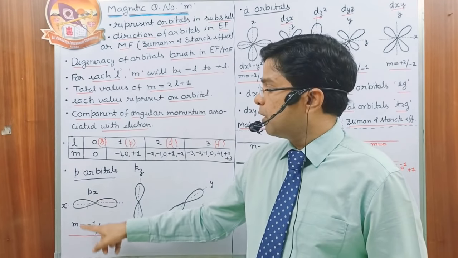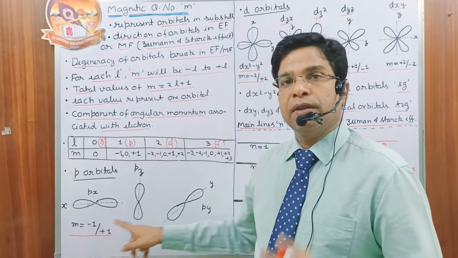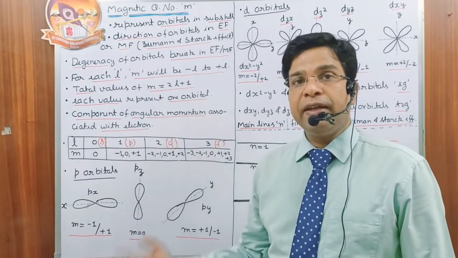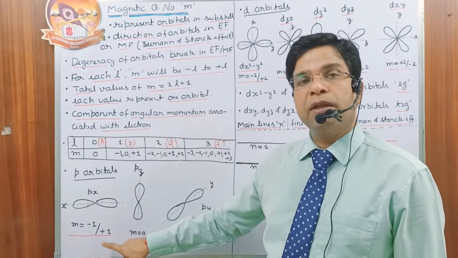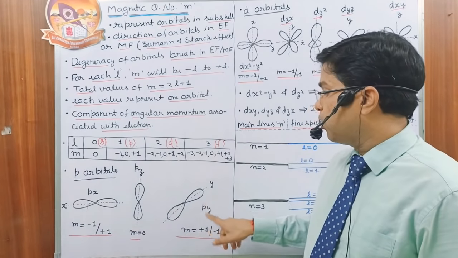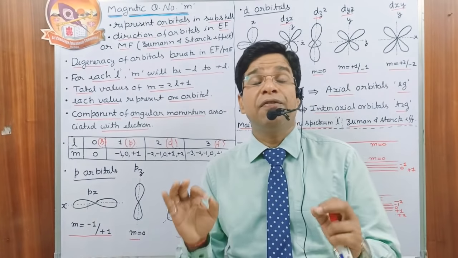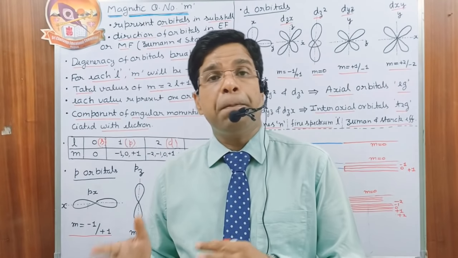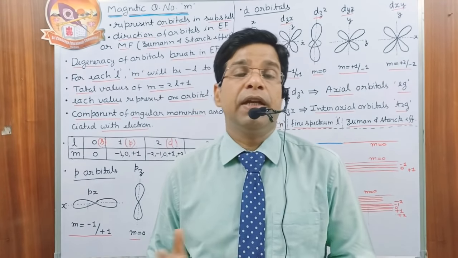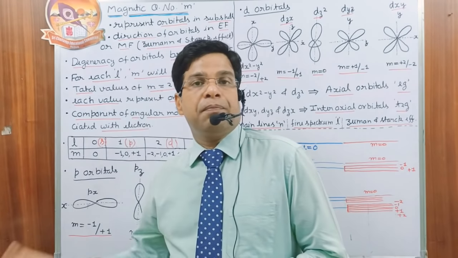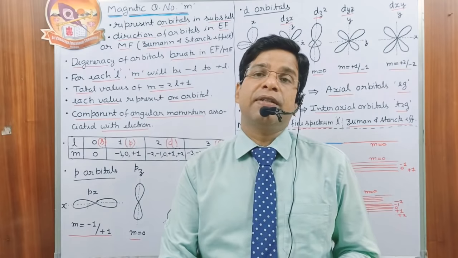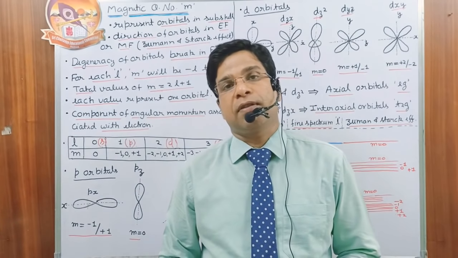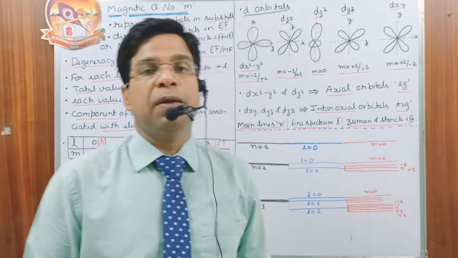If for the px orbital we choose the value of M as -1, then for the py orbital we have to choose +1. But if for the px orbital we have taken +1, then for the py orbital we have to take -1. These are the fixed values. The value of M for pz is always 0, but the values for px and py are interconnected and interchangeable. If px is taken as -1, then py is taken as +1. If px is taken as +1, then py is taken as -1. And the shape of the p orbital is dumbbell.